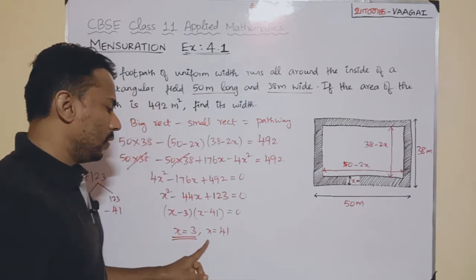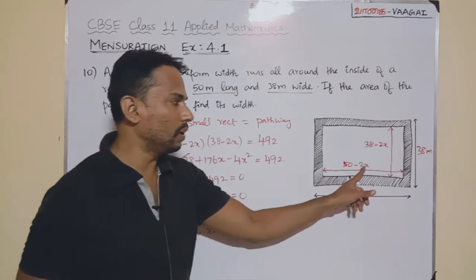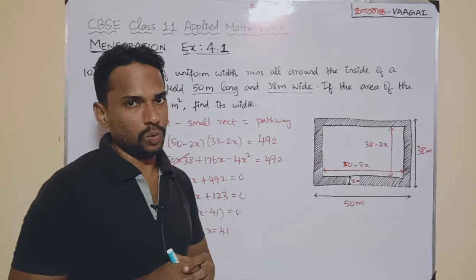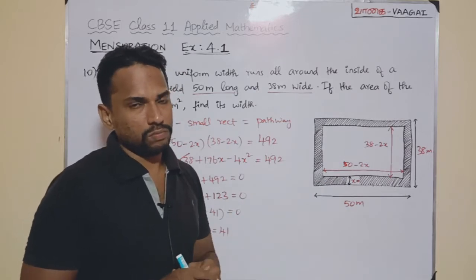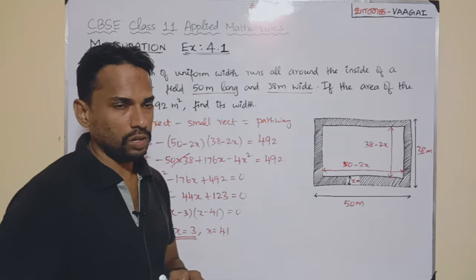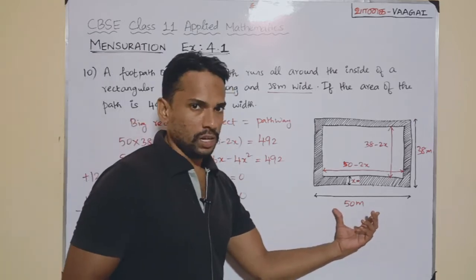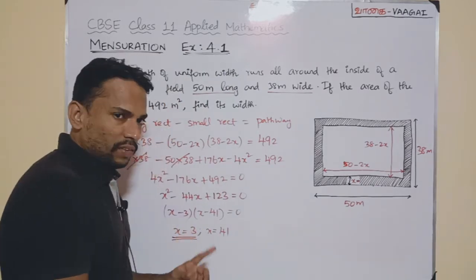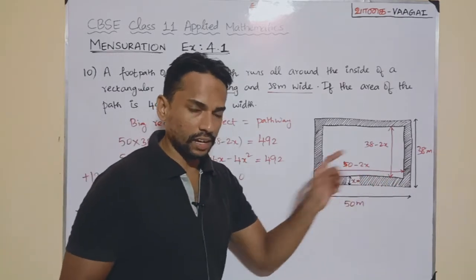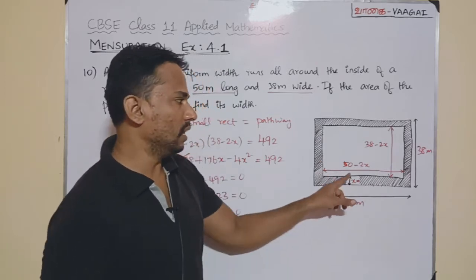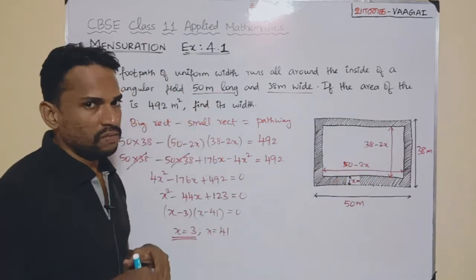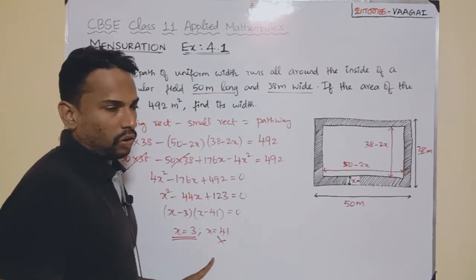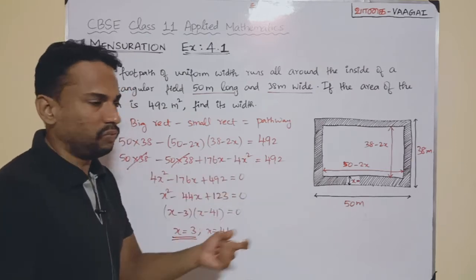Now you take the other value, x is equal to 41. When I take x equal to 41 and put it here, you know what will happen? 50 minus 2 into 41. So 50 minus 82. And that will give you a negative number. So I don't have any problem with this 50 or 38. That is clear. But when I take x equal to 41 and try to substitute it here for that inner rectangle, then I am facing a problem. I am getting the length and breadth to be negative numbers, which is not permissible. So I cannot possibly have x equal to 41 as the width for this pathway. Okay.